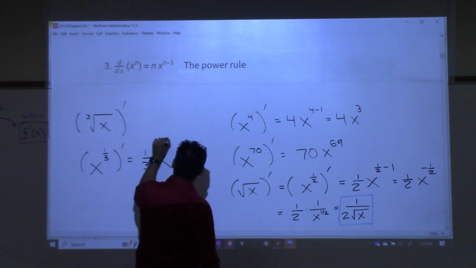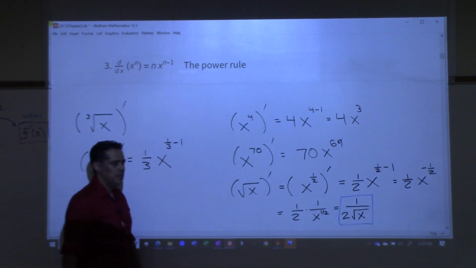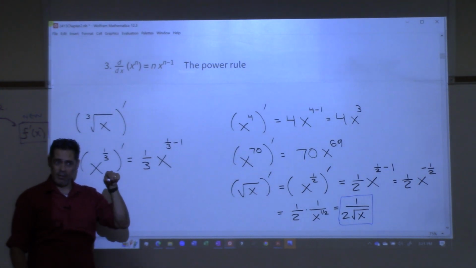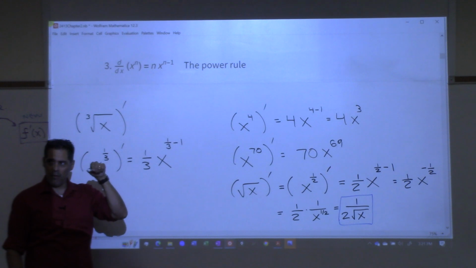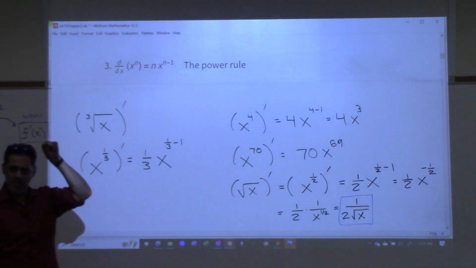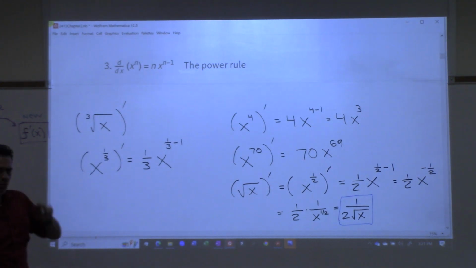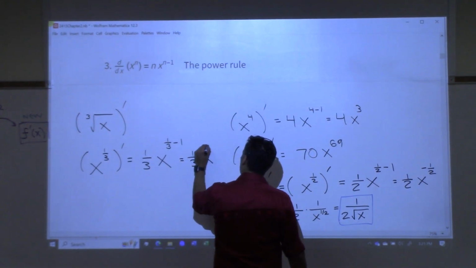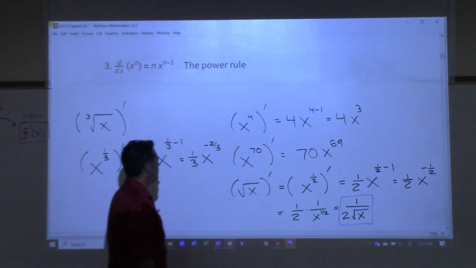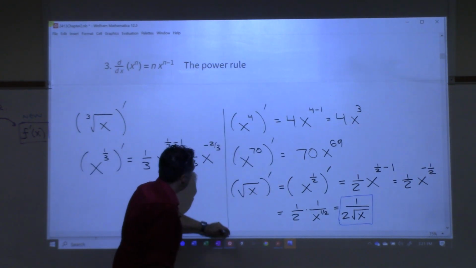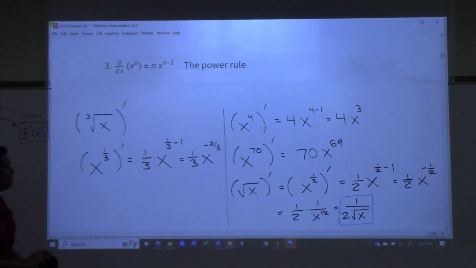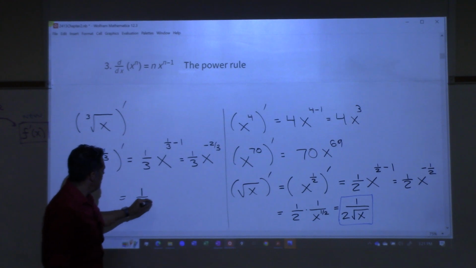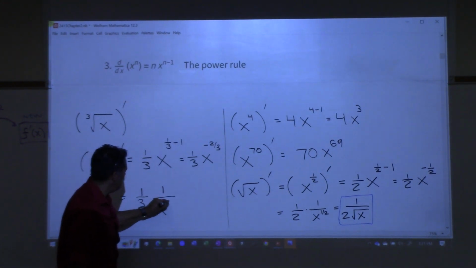X to the, now I take the 1/3 and I subtract 1. But that's the same as doing 1/3 minus 3 over 3. Do y'all see it in your head? Yeah. 1/3 minus 3 over 3. Do the 1 minus 3 up top and you get negative 2/3, right? So 1/3 x to the negative 2/3. And that, if I drop that down, is going to be 1 over x to the positive 2/3.